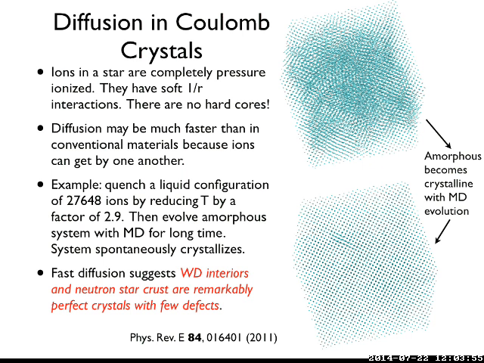The ions diffuse relatively quickly in this solid. One of the reasons they diffuse quickly is they have soft 1/r Coulomb interactions. There are no hard cores. There are no electron clouds of each ion to overlap. So ions can get a little closer to each other and slip past. So the stuff diffuses quickly, and that suggests that white dwarf interiors and neutron star crusts are remarkably perfect crystals.